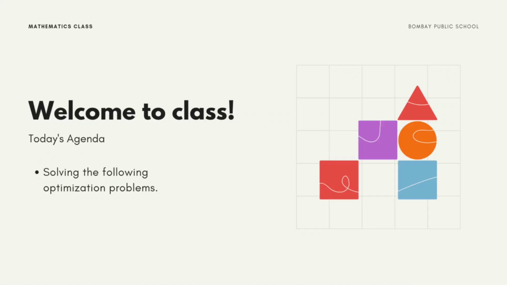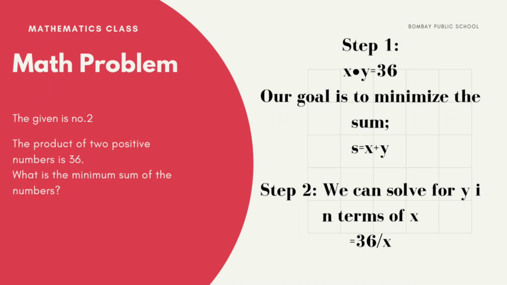Pasqua, and I'm here to answer the given in number 2, which is to find the minimum sum of two positive numbers given that their product is 36. So step 1: let the two numbers be x and y. So x times y is equal to 36. Our goal is to minimize the sum, which is x plus y.